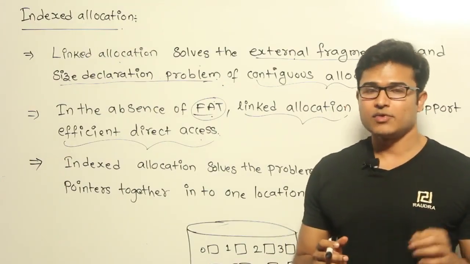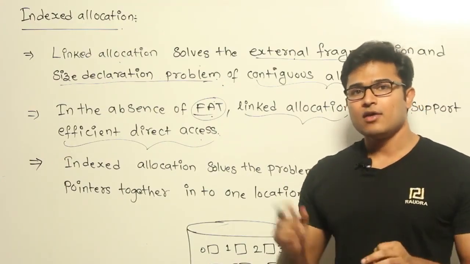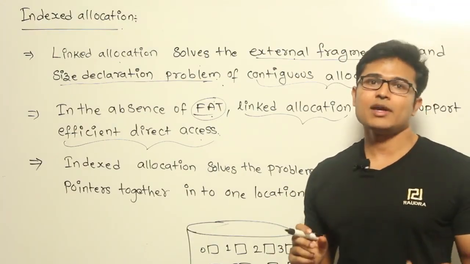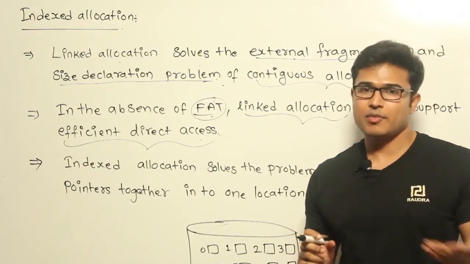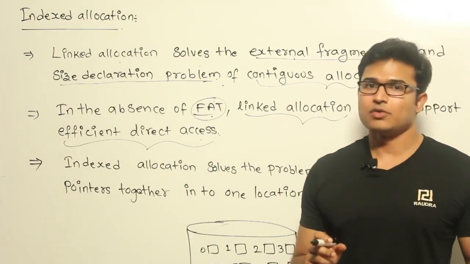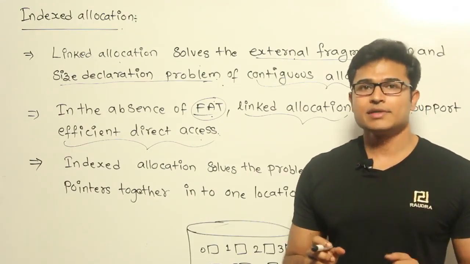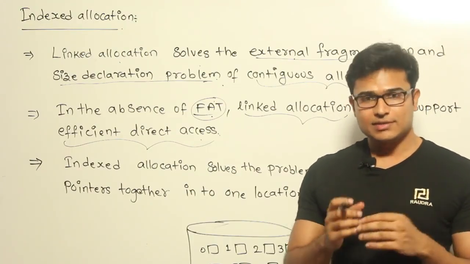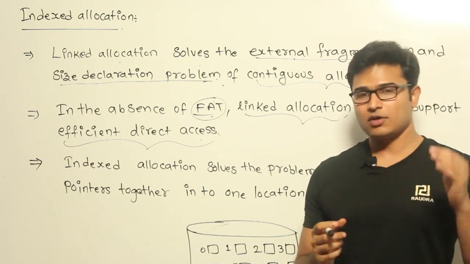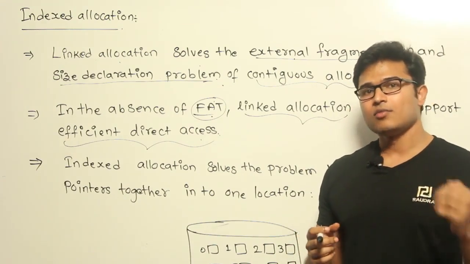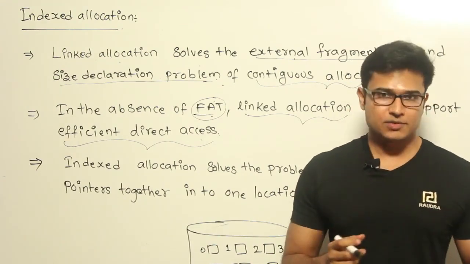So for that reason, we are going to maintain for every file one special block which is called an index block, and in some operating systems it is also called an inode, right? In Unix it is called inode. Now what is an inode or an index block? For a particular file, the name itself says the index. So what are all the physical blocks in which that particular file is present, right?